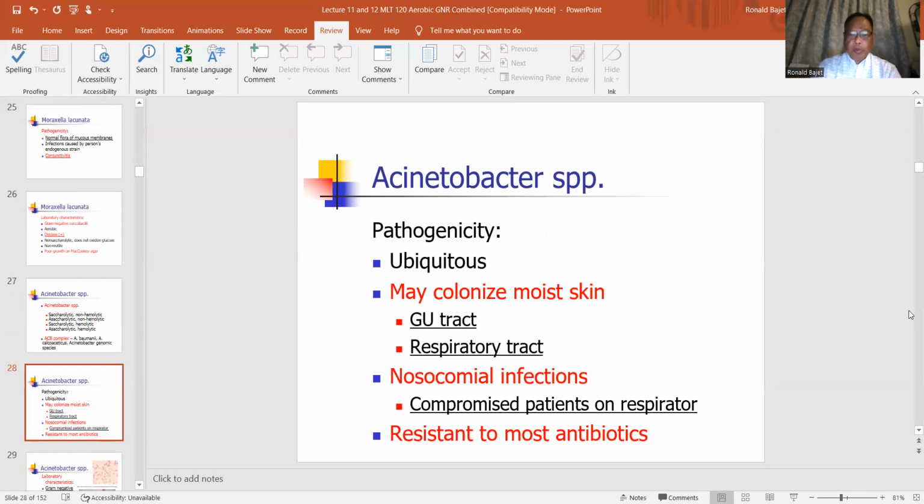However, Acinetobacter is important because it may colonize moist skin. Remember, Pseudomonas likes moist areas. Acinetobacter likes moist areas too, like the skin, the genitourinary tract, and the respiratory tract. It's also common in nosocomial infections, in compromised patients who are on the respirator. And just like Stenotrophomonas maltophilia, Acinetobacter is also considered an MDRO. It's resistant to most antibiotics, so if you have Acinetobacter species, it can be a nightmare trying to treat the infection.